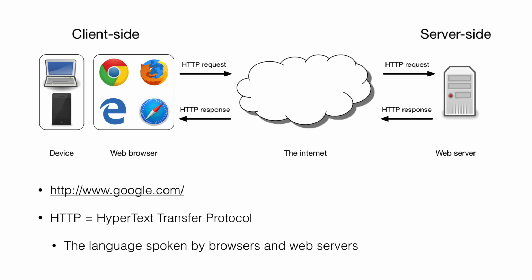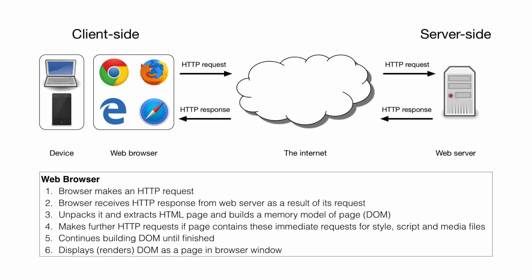So you're in your browser and you've gone to visit google.com. What actually happens here is your browser makes a request to the server, which interprets that request and sends back a response, in this case the content of the page. Let's have a look at this process in a little more detail.